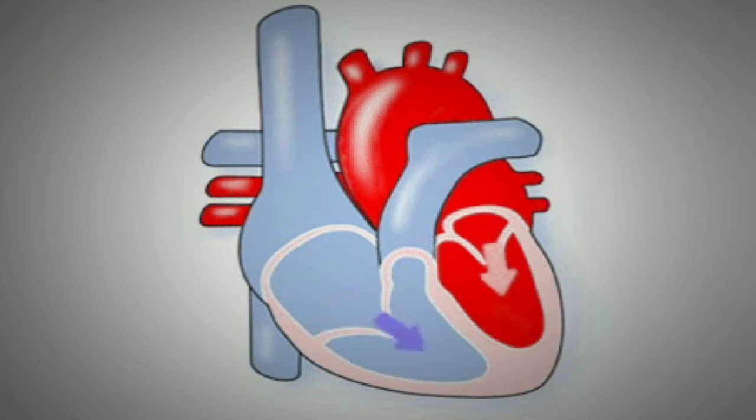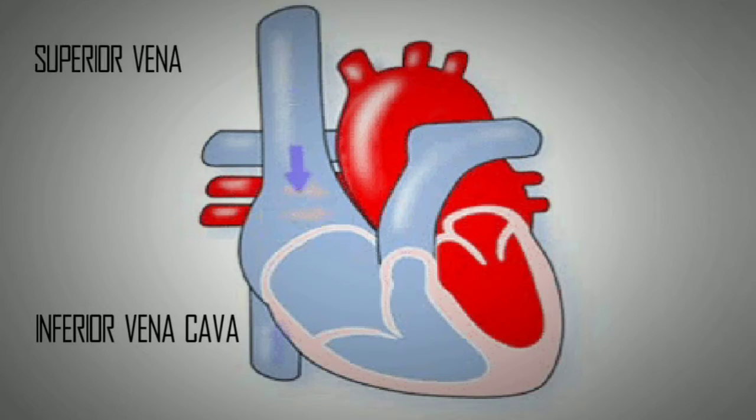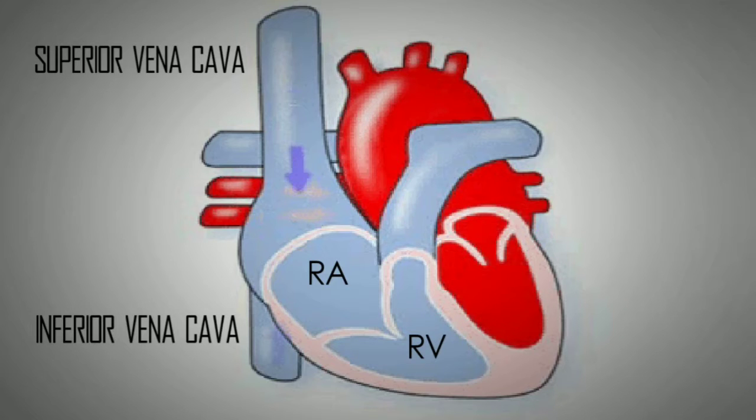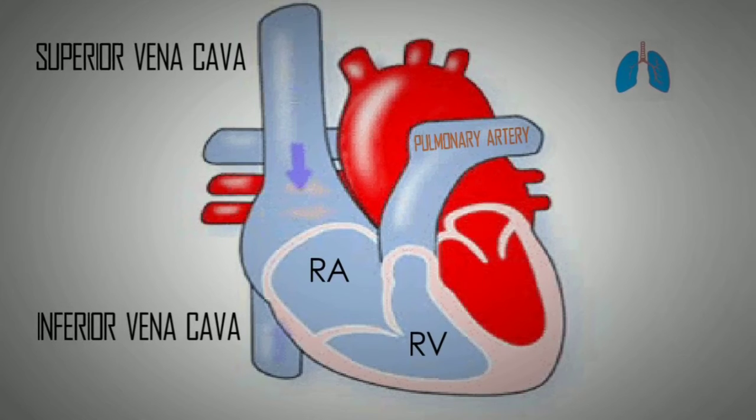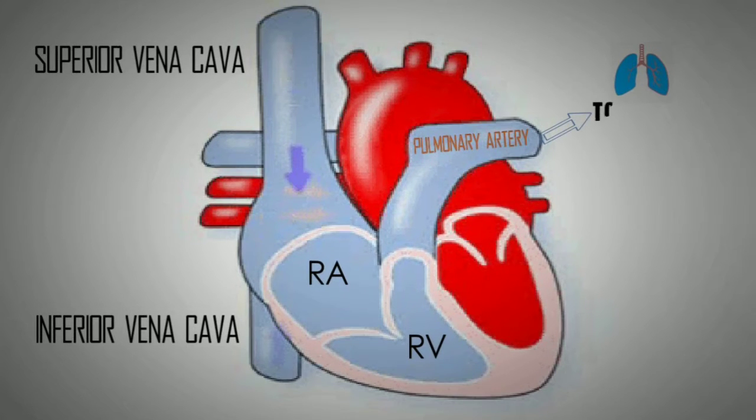Now let's check out the basic working of the heart. How exactly does blood move from the body to the heart, or from the heart to the body? Actually, the inferior and superior vena cava pour the deoxygenated blood from the upper and the lower part of the body to the right auricle. Then it moves towards the right ventricle, and from the right ventricle, deoxygenated blood moves to the lungs through the pulmonary artery.